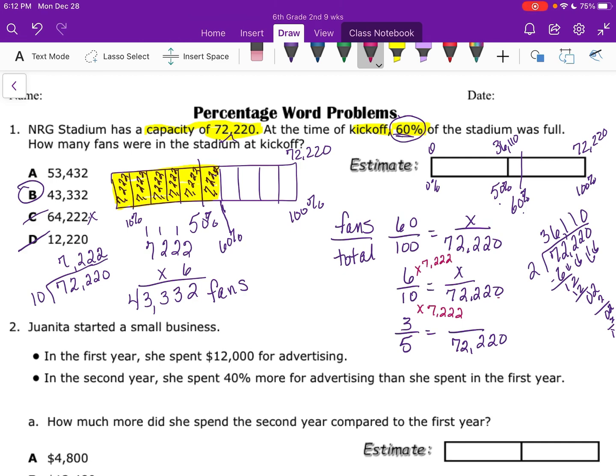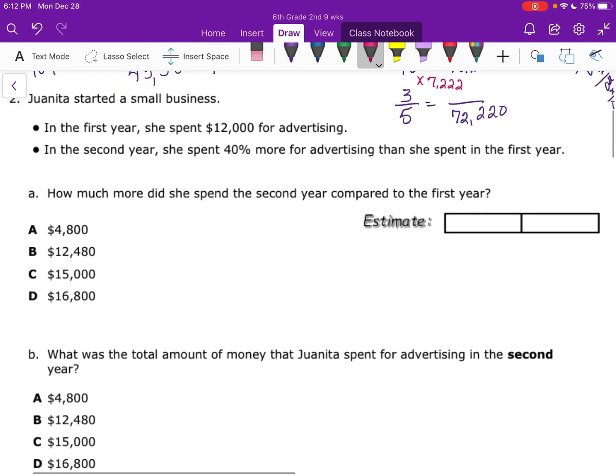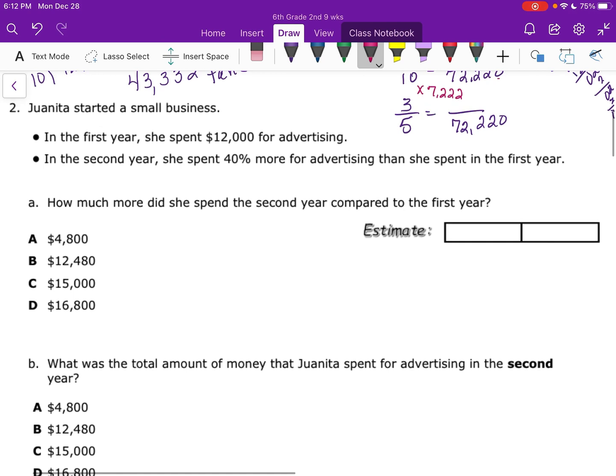Okay? So you can either use your bar or you can use your proportion. Both are going to give you the same answer. All right, let's look at number 2. Juanita started a small business. In the first year, she spent $12,000 for advertising. In the second year, she spent 40% more for advertising than she spent the first year.